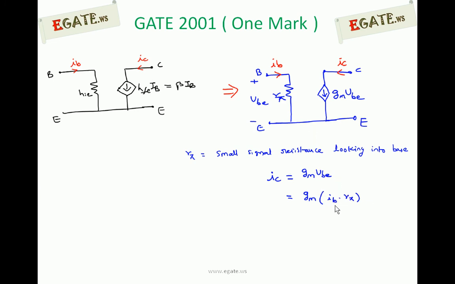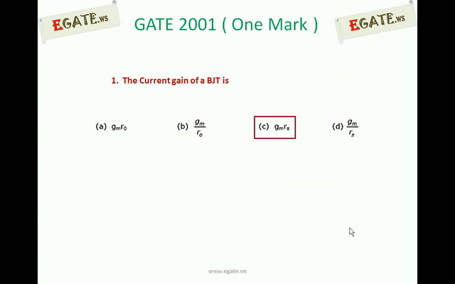Now separate the IB term, so that gm into r pi into IB. Current gain is nothing but output current by input current. So IC by IB is equal to gm into r pi. So beta is equal to IC by IB, which is nothing but gm into r pi. So the correct answer for the given question is C, gm r pi. Thank you.